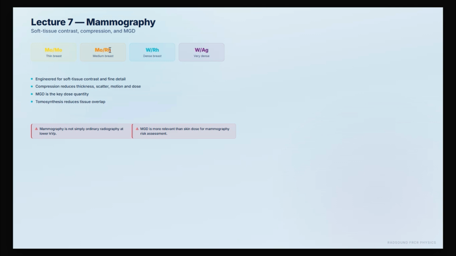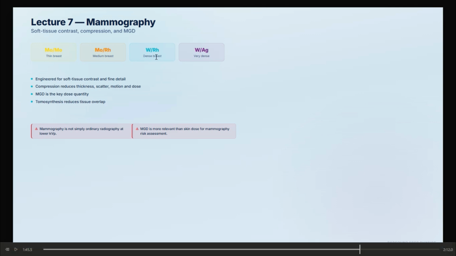So what we can use Molybdenum for thin, small breasts and medium breasts, mostly Mo/Mo, but we cannot use Rhodium as a target with a molybdenum filter. But we can use Rhodium as a target and Rhodium as a filter. We can use Tungsten as a target and Rhodium as a filter for dense breasts, very dense breasts. Sometimes we can use Silver as a filter while using Tungsten as a target.